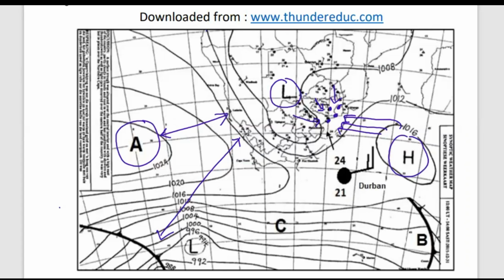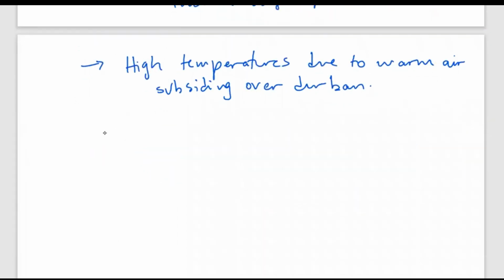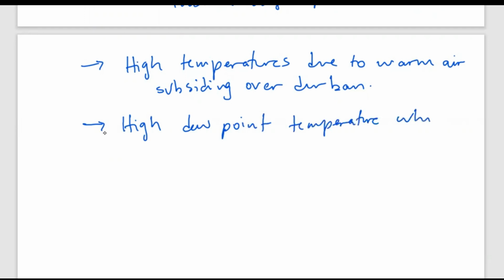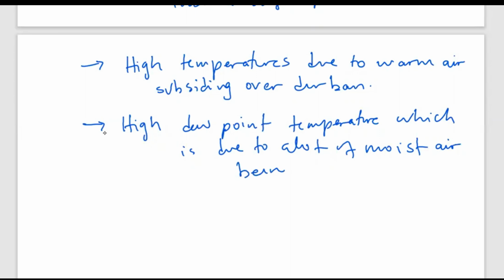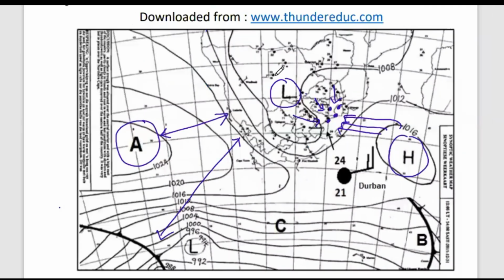Then another one, the high dew point temperature as well. Say high dew point temperature, which is due to a lot of moist air being fed over Durban, meaning this warm moist air is going to result into high rate of condensation. All right. So that is question 1.3.